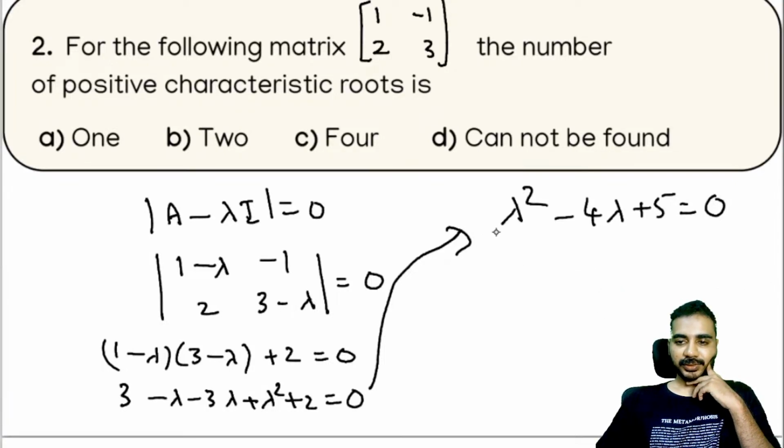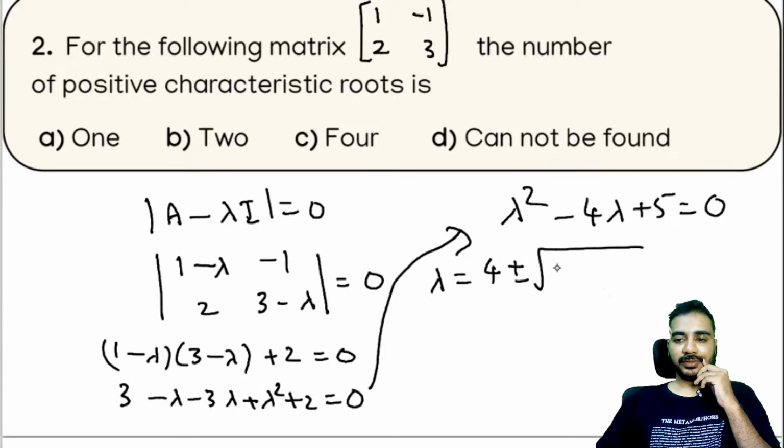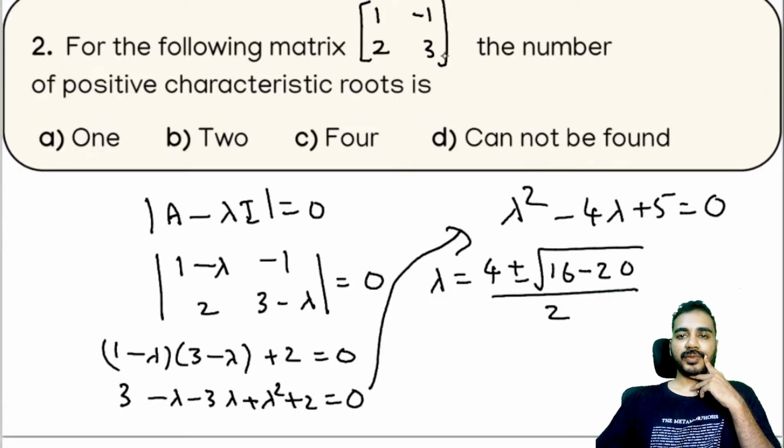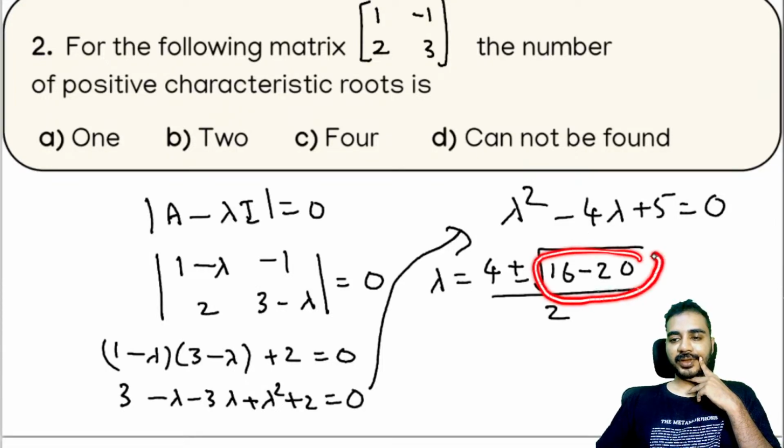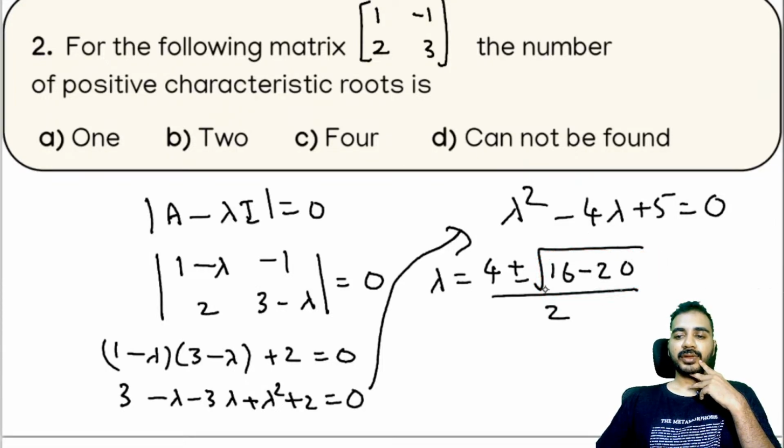Now just try to solve this using the formula lambda equal to minus b plus or minus root of b square minus 4ac, divided by 2a, solving the quadratic equation. So 4 plus or minus root of 16 minus 20, divided by 2. Here 16 minus 20 is negative inside the root, so I'll be getting imaginary numbers.